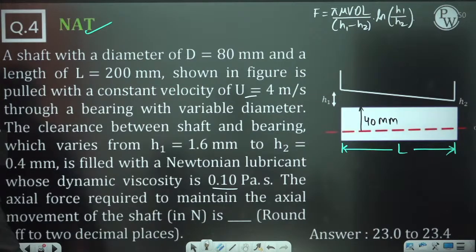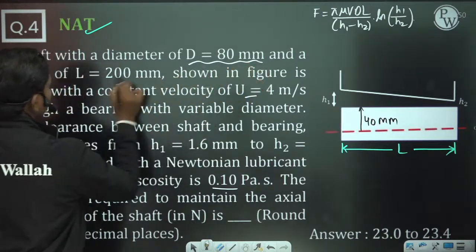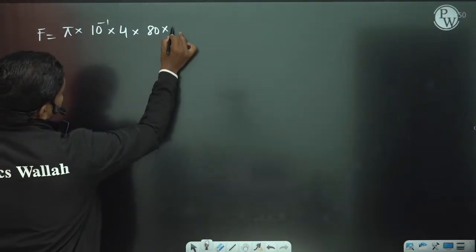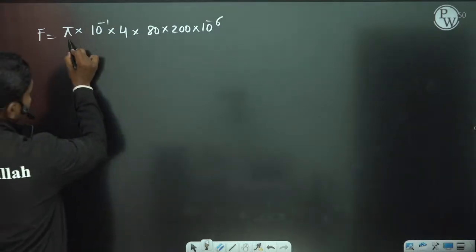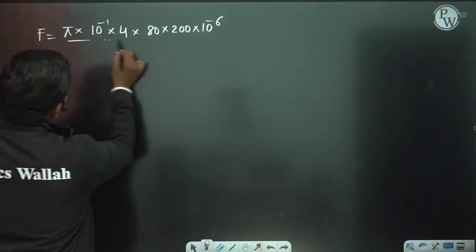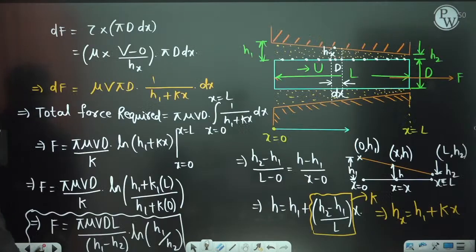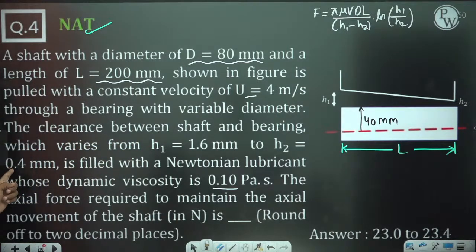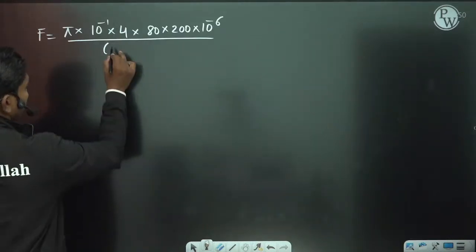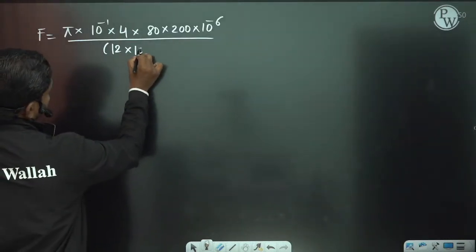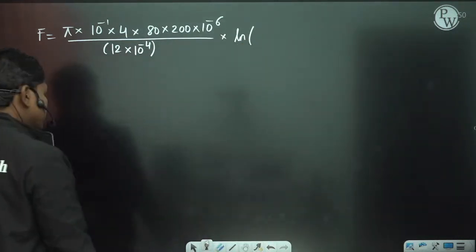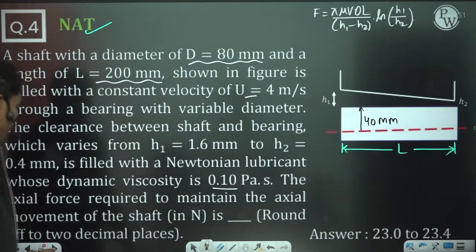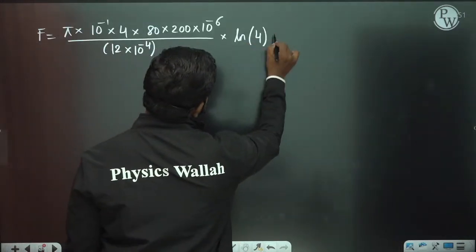D L, so what is the diameter of the shaft? Shaft diameter is 80 mm and length is 200 mm. If you convert it into meters, 80 into 200 into 10 to the power minus 6 meter square. Pi mu U d L by h1 minus h2, times ln h1 by h2. So what is h1 minus h2? h1 is 1.6, h2 is 0.4, so 1.2 mm. 1.2 mm means 12 into 10 to the power minus 4 meters, into ln of 1.6 divided by 0.4, which is ln 4. So ln 4, these many newtons.